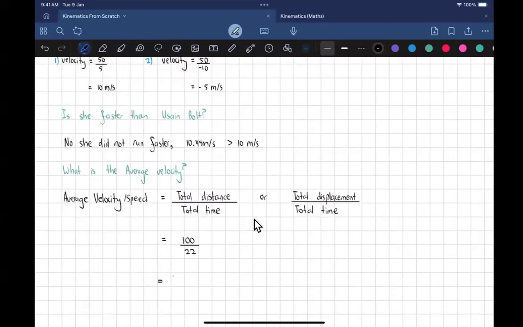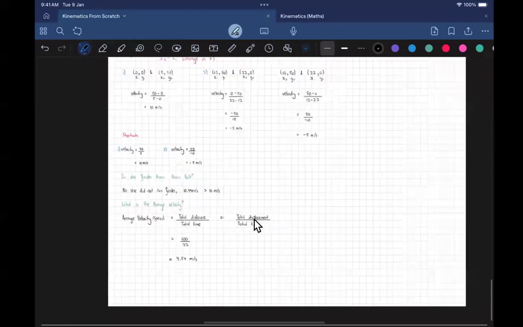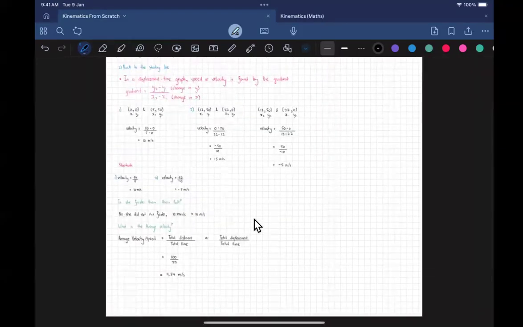4.54. Where are the units? 4.54 what? Meters per second. Correct, because it's distance over time. And that's basically all the questions they would ask you for this topic, for the displacement distance time graph.